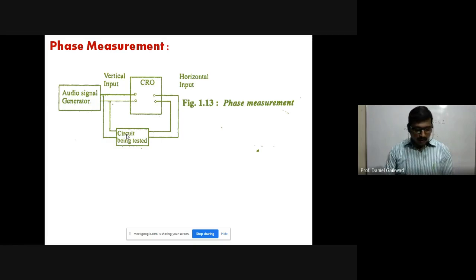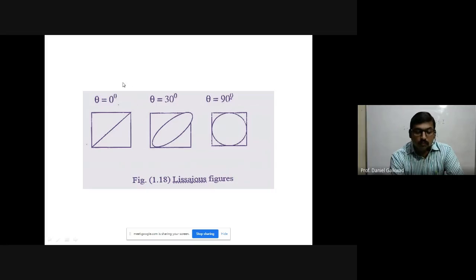Check carefully the circuit here. So the signal is given to the vertical from the audio signal generator. So this will be connected to the Y input or vertical input. Now the circuit is being tested and that will be given to the horizontal input here. The signal from the audio signal generator is first given to the vertical directly, and after testing the circuit we have given the horizontal input here. So there are two inputs, vertical input and horizontal input, simultaneously given to the CRO here. Now check carefully what the conditions are.